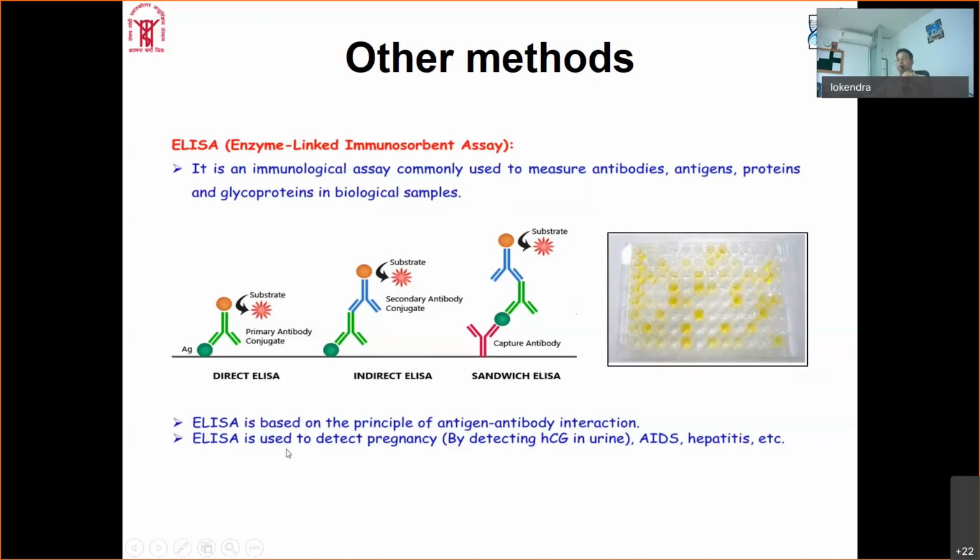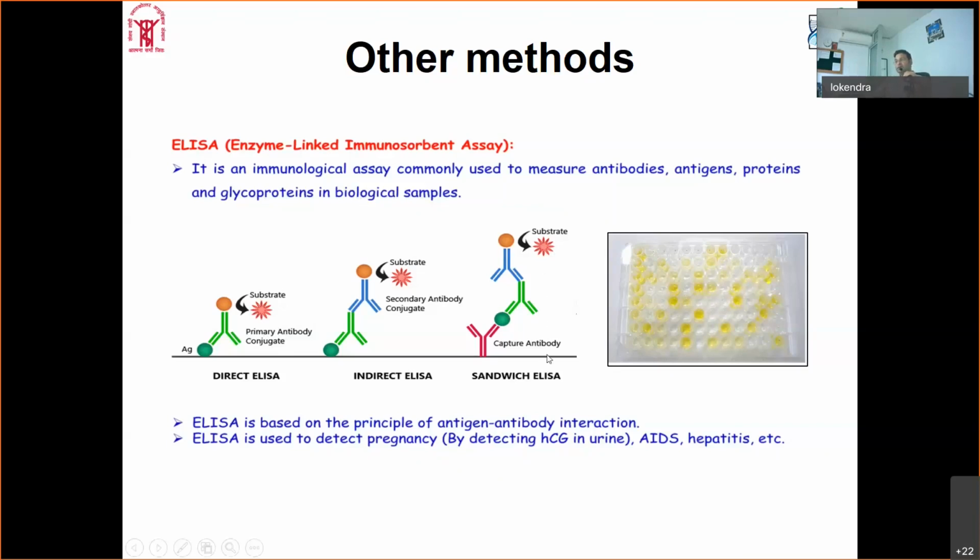Nowadays there are so many kits available. In fact, for COVID there are various ELISA kits available that can detect IgG or IgM type of antibodies. IgM is the first responder, and then IgG will be retained for a longer period of time as a memory.